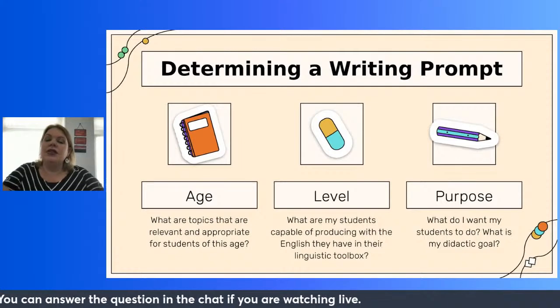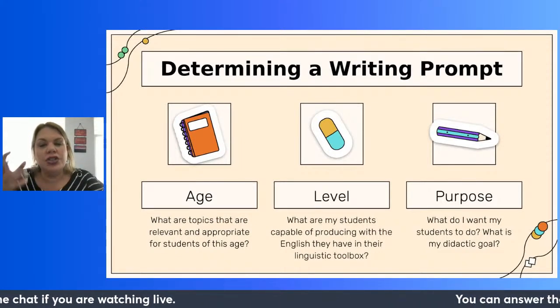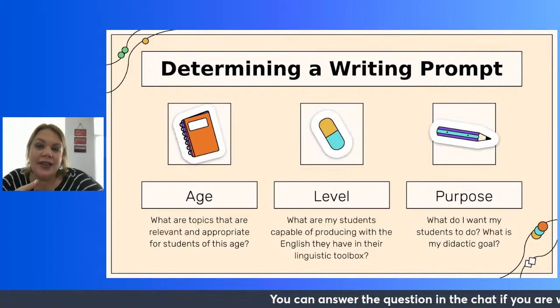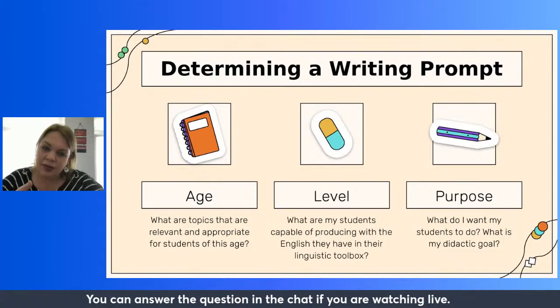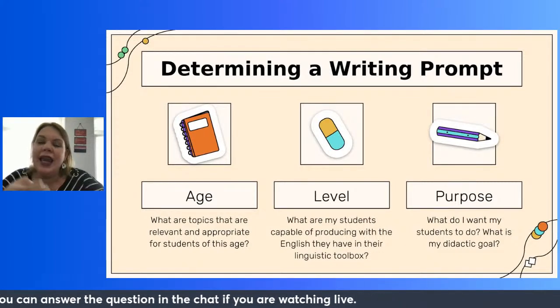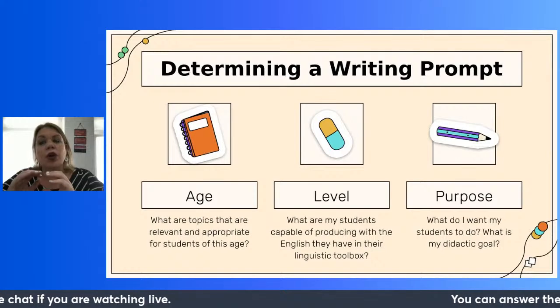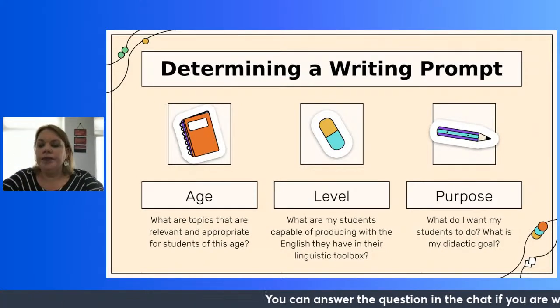Okay. What else do we need to consider with writing prompts? Level. What are my students capable of producing, right? What do they have the language to be able to do? We can't ask them to write a persuasive essay, for example, if they're A1 level students. That's not possible, right? Even if they're university, we can't ask them to do that in English. So we always need to take into consideration what are their capacities linguistically speaking, right?